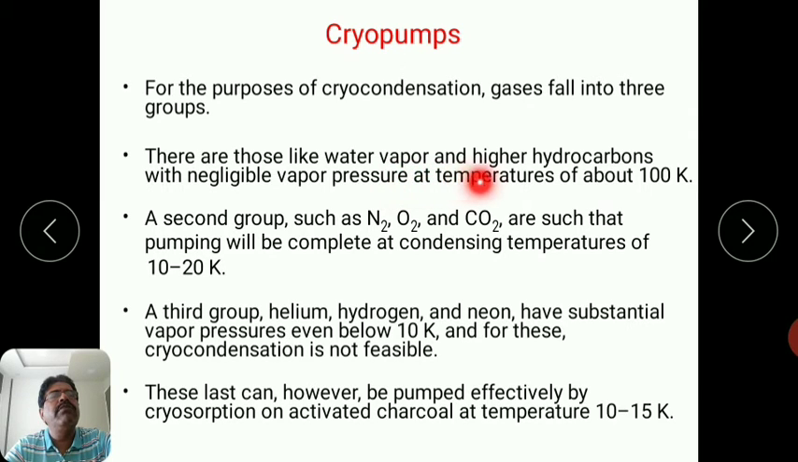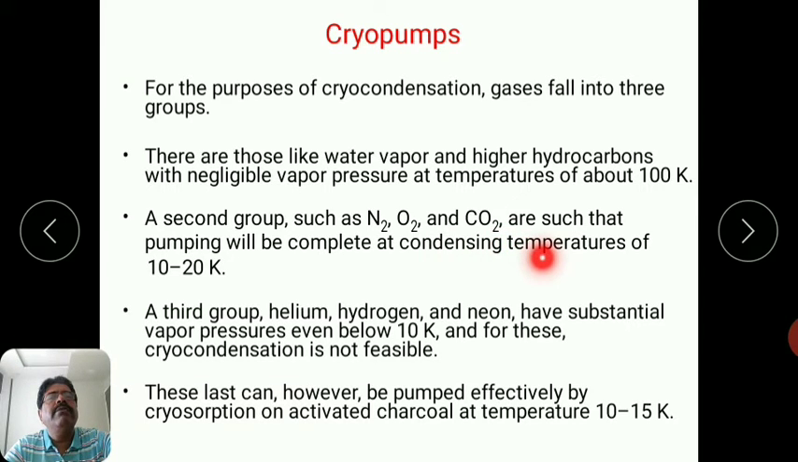involves water vapor and certain higher hydrocarbons. They have negligible vapor pressure at a temperature of about 100 degrees Kelvin. So if you cool them to about 100 degrees Kelvin or slightly lower, they will easily get condensed. Then the second group is of certain molecules like nitrogen, oxygen, CO2.